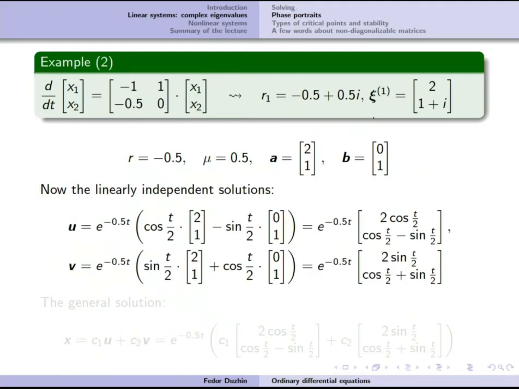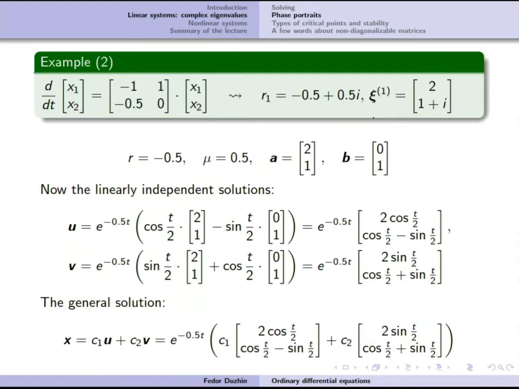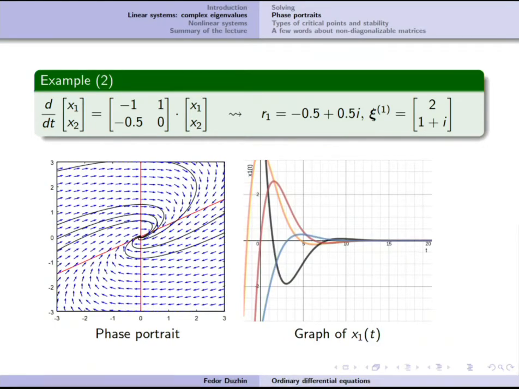And then we just substitute it into the formula, and we get our two linearly independent solutions, which is the basis in the space of solutions. By multiplying one of them by C1 and the other one by C2, we get the general solution. Now, varying C1 and C2, we can construct a few particular trajectories just to plot. And here is how it looks. This is the phase portrait.